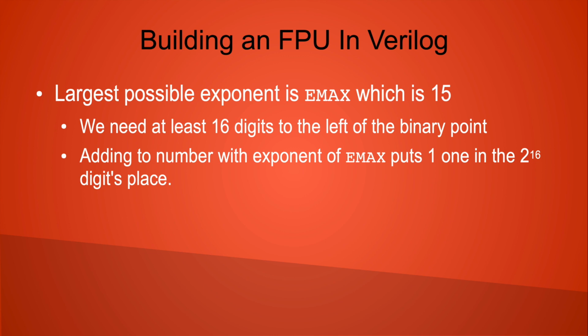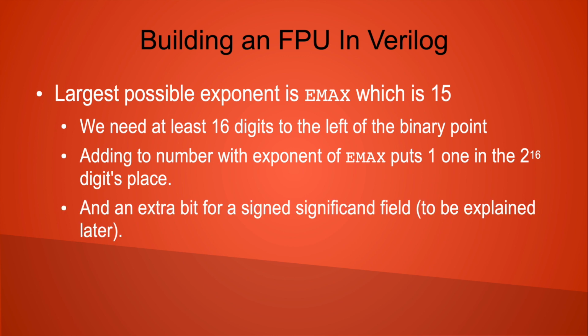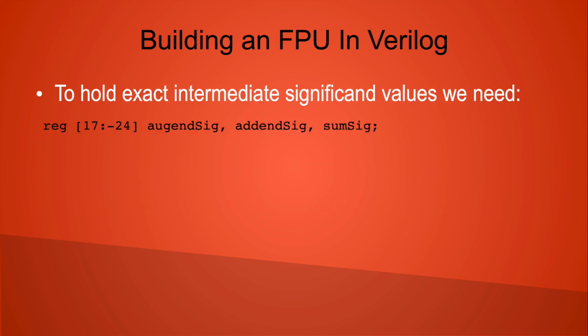But what happens if we add two numbers which both have an exponent of Emax? We will get a carryout, so we need a 17th bit to hold that carryout. We still need one more bit. For reasons which will be explained later, the extra bit is needed to hold a sign bit. Using the information we have so far, we would need the following values to exactly compute the sum of two significands.